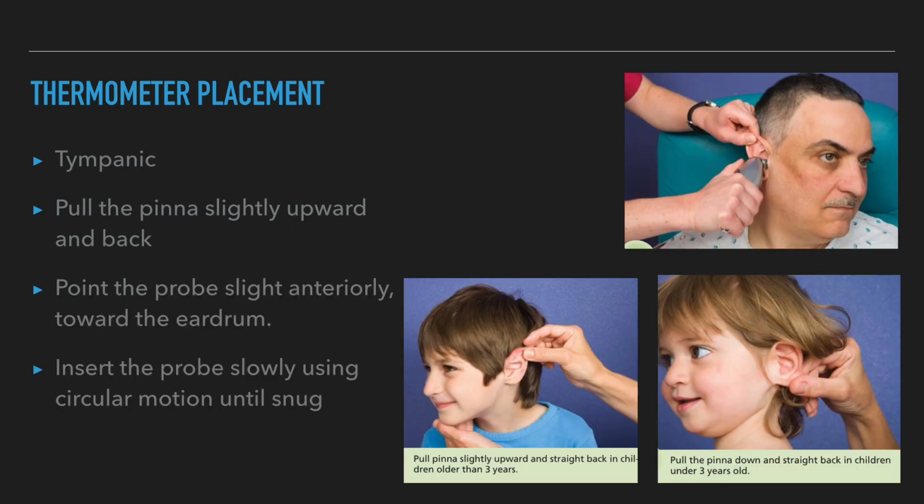Insert probe into ear canal, making sure the probe fits snugly. Avoid forcing the probe too deeply into the ear. Pulling the pinna back, up, and out in an adult will straighten the ear canal. Some manufacturers recommend moving the thermometer in a figure 8 pattern. Rotate the probe handle toward the jaw line.